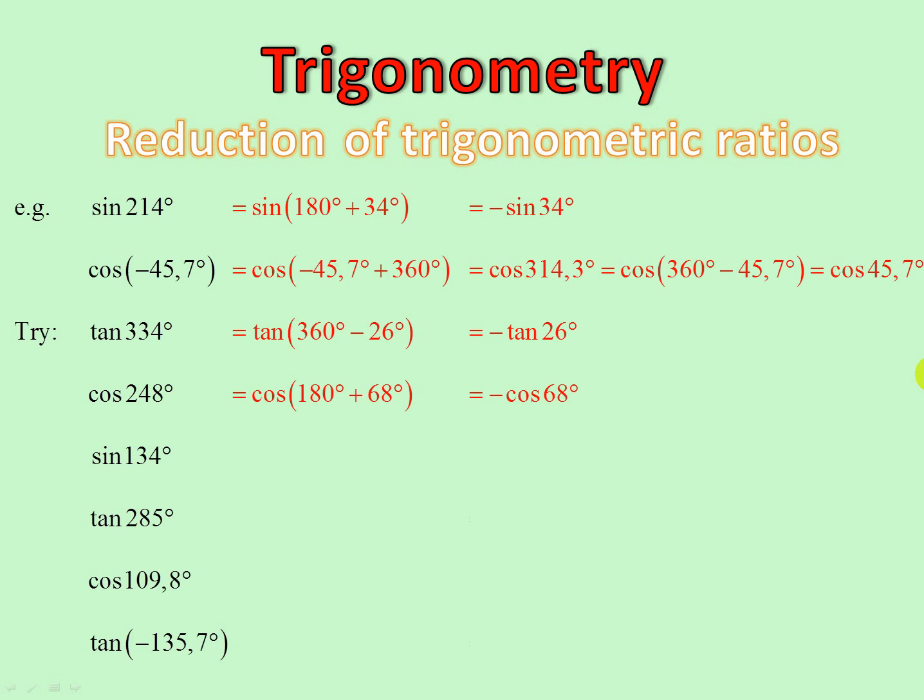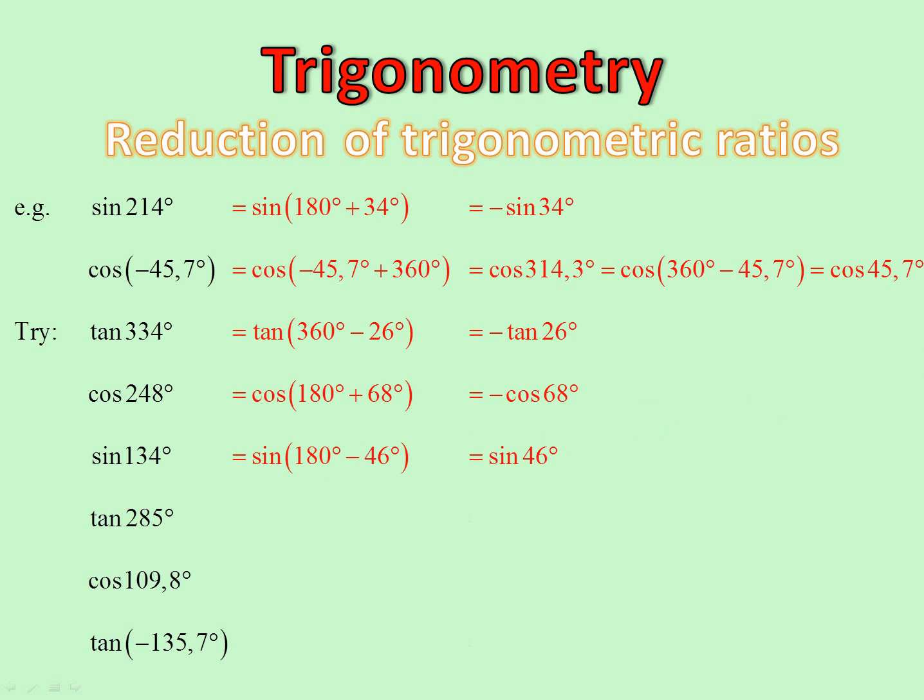There we are. Sine of 134, second quadrant. How do I get there? 180 minus. 180 minus 46 gives me 134. No change, still the same angle. Now I'm going to write 46 degrees instead of 180 minus 46. Same x, y, r. And I say sine of a second quadrant angle is positive.